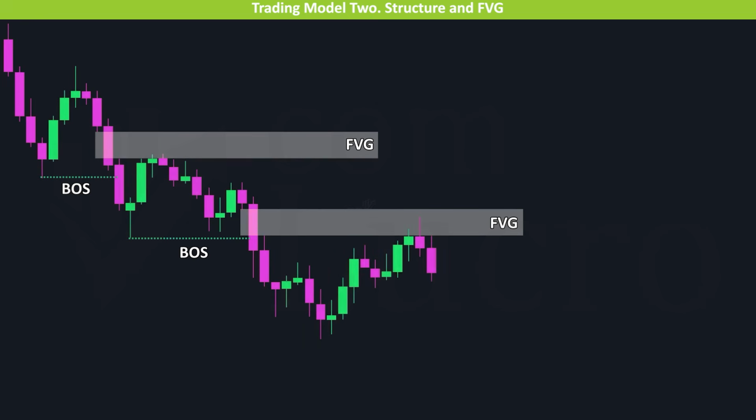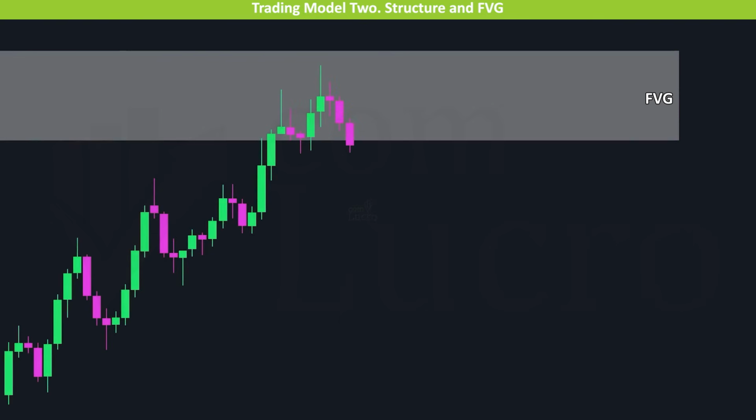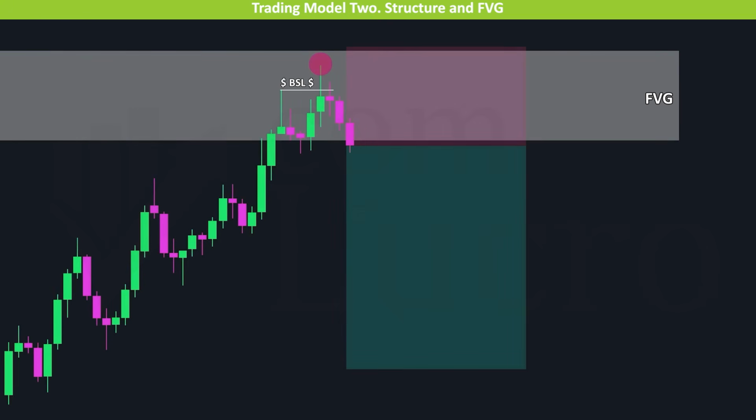When price retraces into one of these areas, drop down to the lower time frame and wait for a bearish liquidity grab to form above a recent high. After confirmation, enter the trade. The stop loss goes above the liquidity grab and the target is aimed at the next key level below.